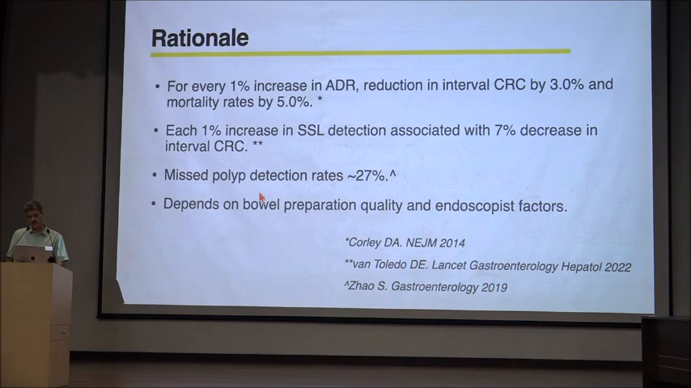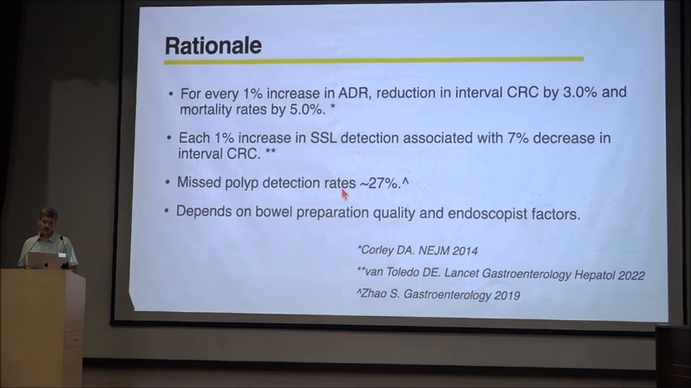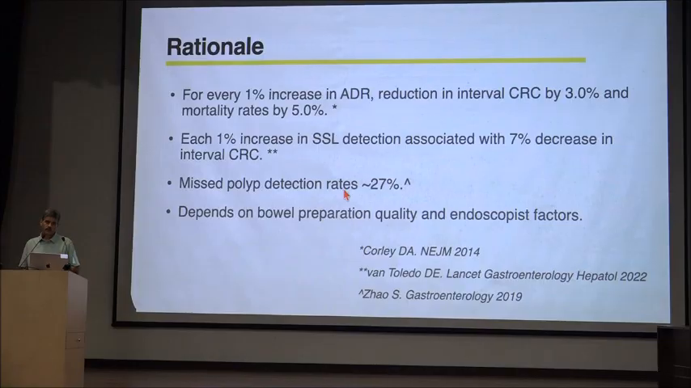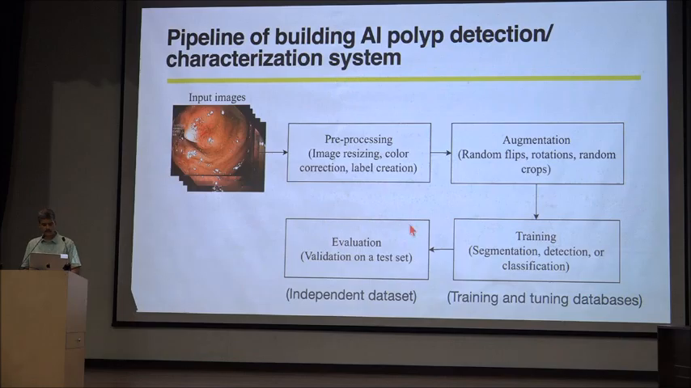There is a substantial miss rate, and this multi-center Chinese study is often quoted, and the missed polyp detection rates are 27%, mostly small polyps. So over a quarter of polyps will be missed even by a good endoscopist, even with good bowel preparation, and this will depend on so many factors. So we need something to improve our colonoscopies.